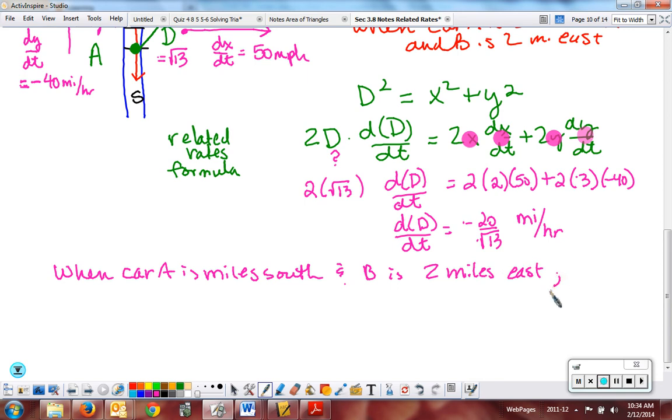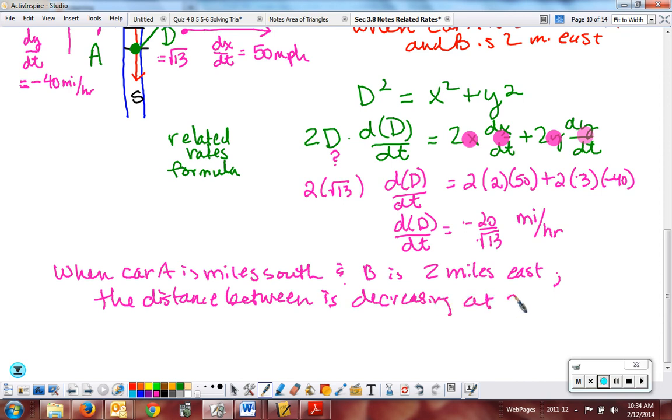When, what, the distance between is decreasing at 20 over square root of 13 miles per hour. Everybody good with that one? All right, let's go to the next problem.